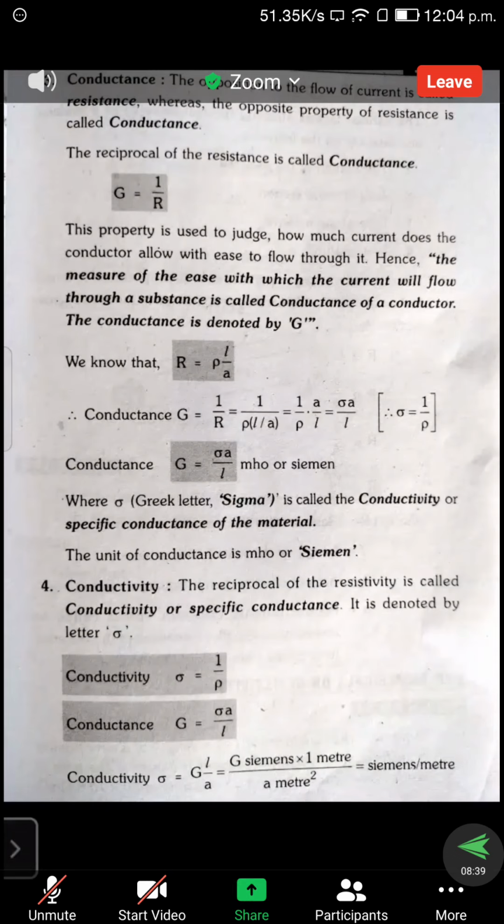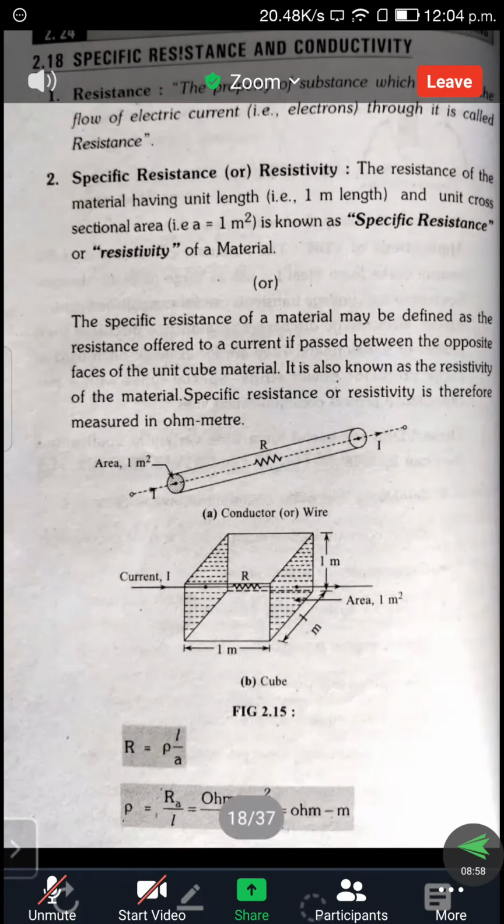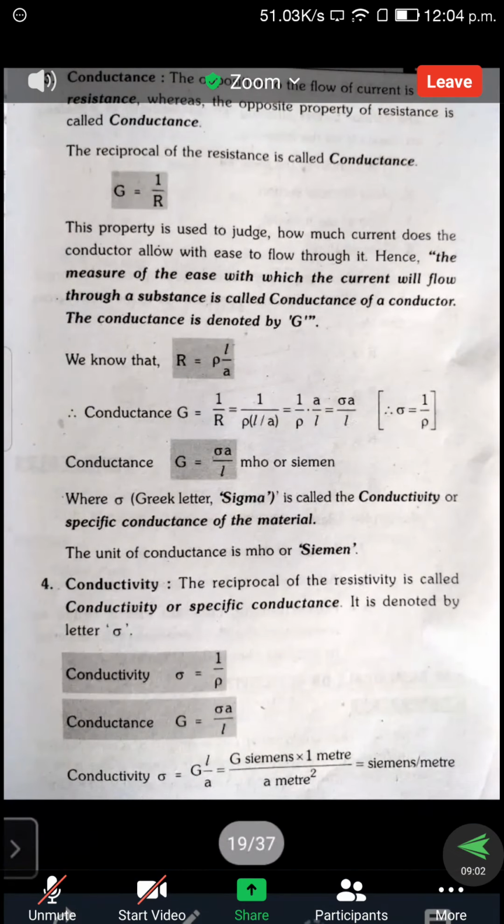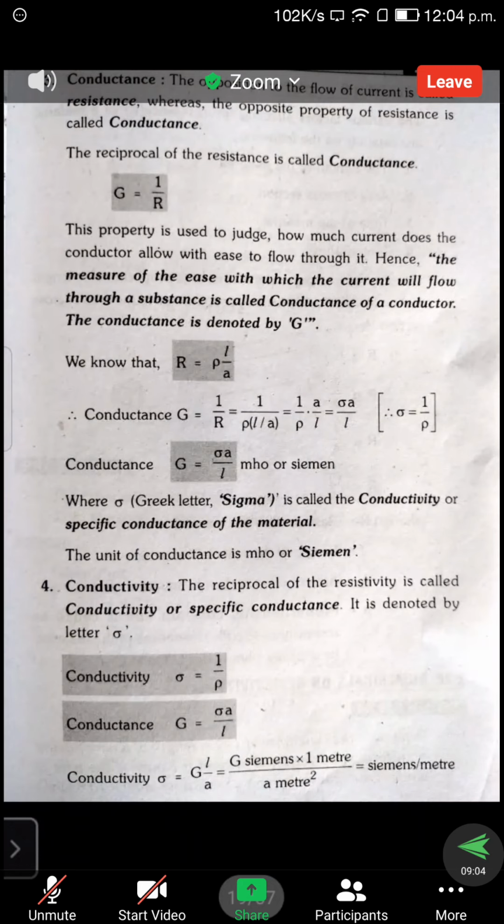So next, conductivity. Conductivity is the reciprocal of resistivity, and it is denoted by sigma. So sigma equals 1 by rho. Here resistivity is represented with rho, but in case of conductivity we use 1 by rho. So that is a major difference. Then we substitute the remaining values.